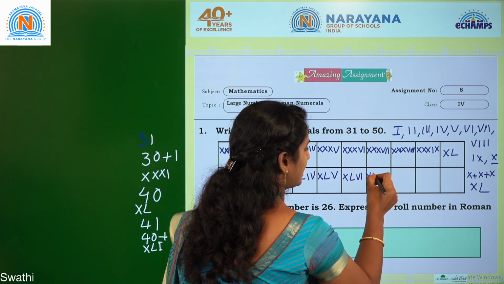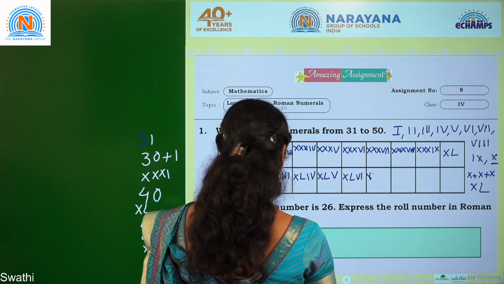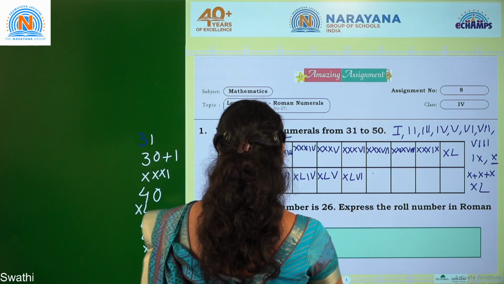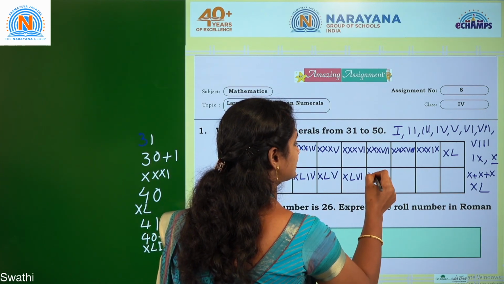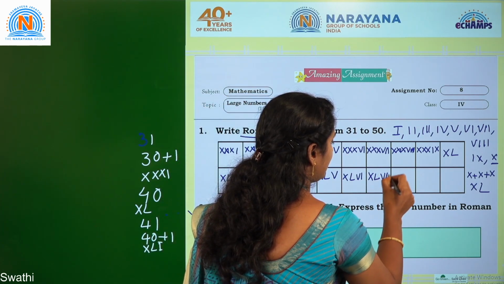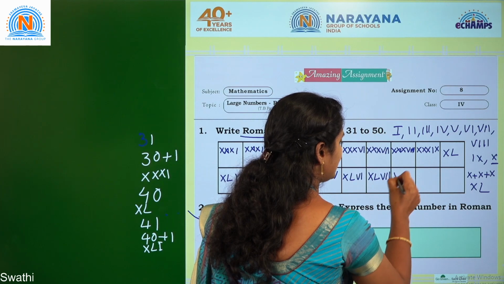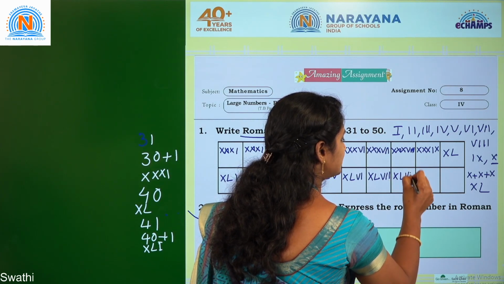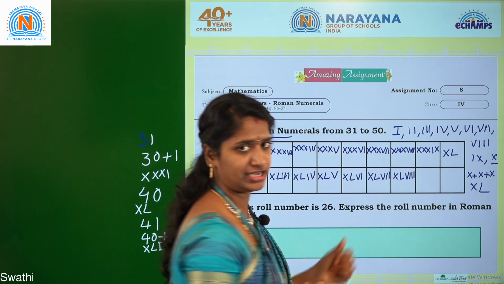Next XL 40 and 7, VII, 47. Next XL 40 and 8 means VIII, 48.